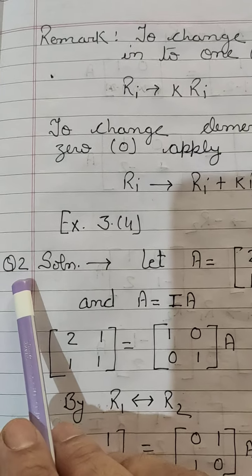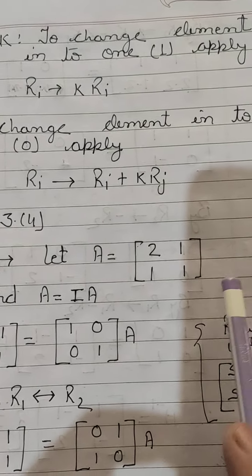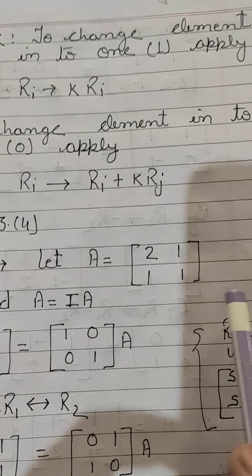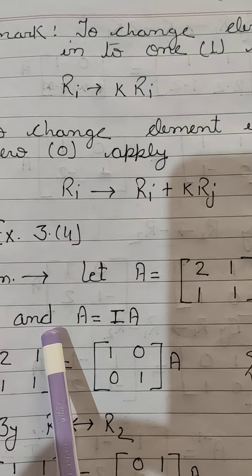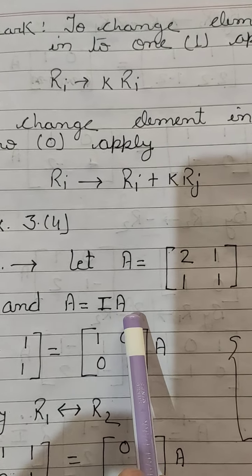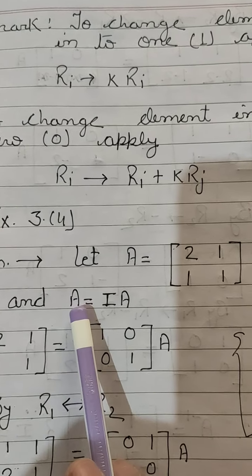Exercise 3.4, question number 2. We are given a matrix A of order 2 by 2, and we have to find its inverse. When applying row operations, as I explained in the previous lecture, the first step is to assume A equals IA. When you multiply the identity matrix with any matrix, you get the matrix itself.